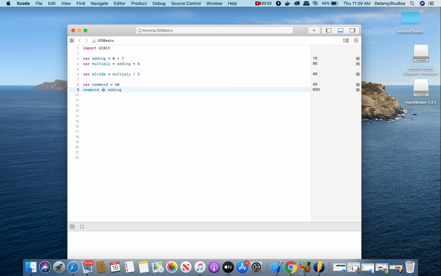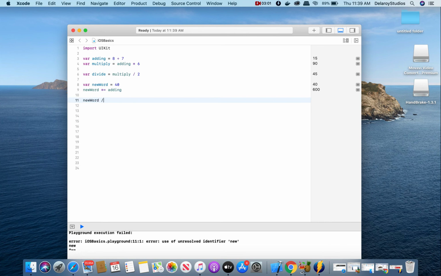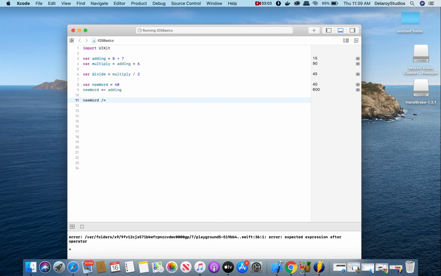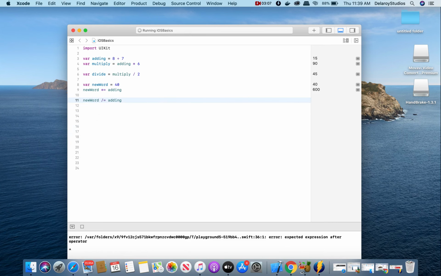The same thing goes for division, and the same thing goes for addition, which you could do. So now let's do some division over there. New word, divide equals adding to the results. 40, getting back 40. So cool.